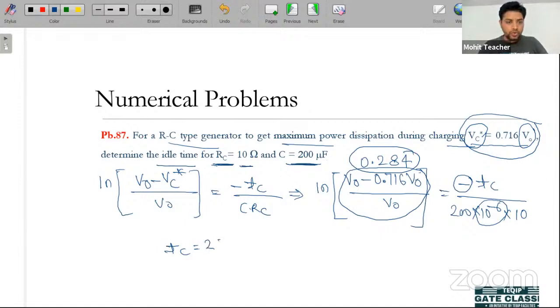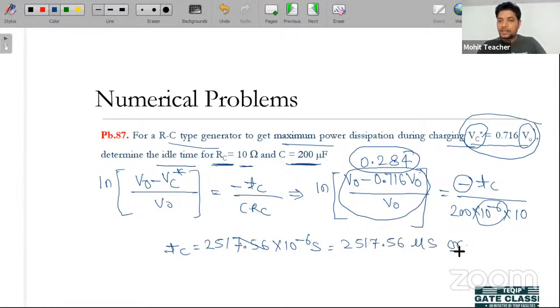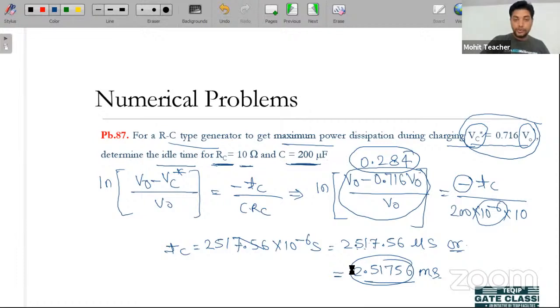So this is 17.56 into 10 raised to power minus 6 second, or if I keep this as micro, that is 10 raised to power minus 6, so I can write this as 2517.56 microseconds. और अगर इसकी एक term और है, हम इसको milliseconds में भी लिख सकते हैं, तो that will be milli, meaning 10 to power minus 3. तो उस case में क्या हो जाएगा, that is 2.51756 milliseconds. ठीक है, 10⁻³ यहाँ पे 1 2 3 shift हो जाएगा। So this will be the answer. Fine. Let's move to the next problem.